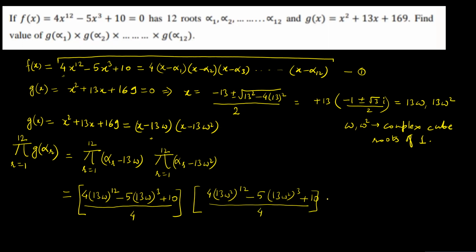Okay. Now see, omega raised to the power 3 is 1, right? So this will become (4 times 13^12 - 5 times 13^3, since omega cube is 1 again, + 10)/4. Now the second factor will also become the same. So we have this whole square. So this is the answer of this question.